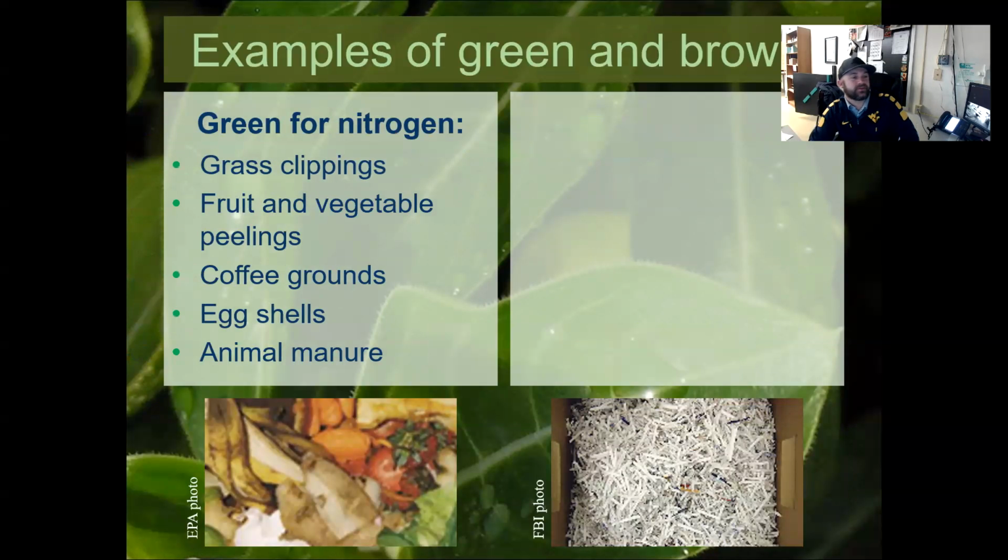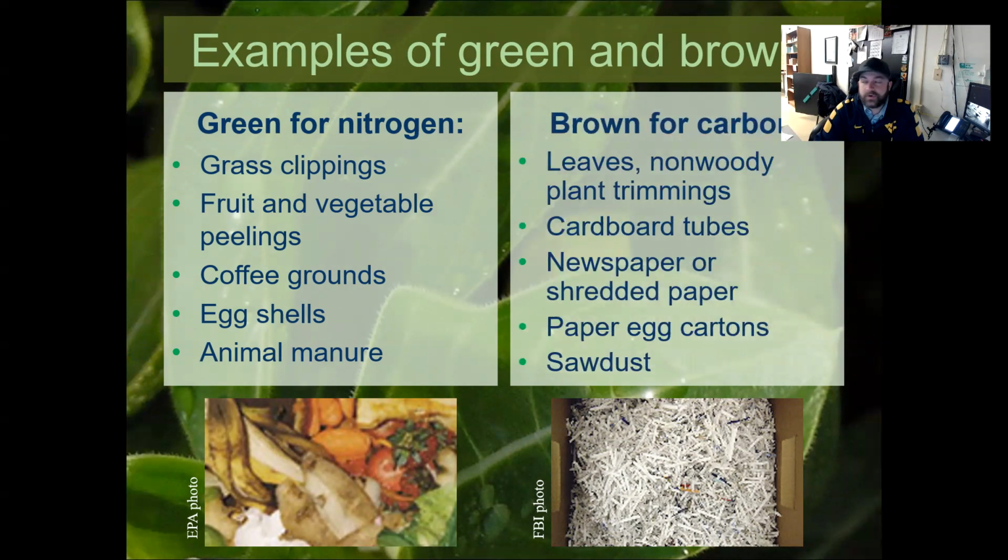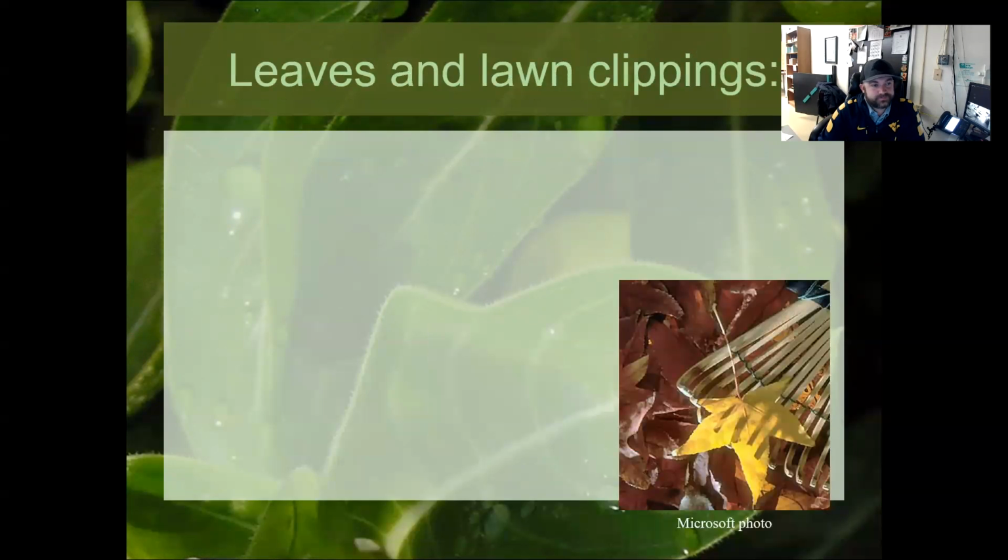Green for nitrogen would be grass clippings, fruit and vegetable peelings, coffee grounds, eggshells, and animal manure. And brown for carbon: the leaves, non-woody plant trimmings, cardboard tubes, newspaper or shredded paper, paper egg cartons, and sawdust.